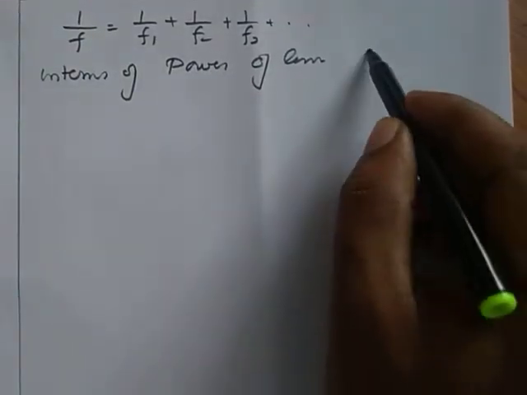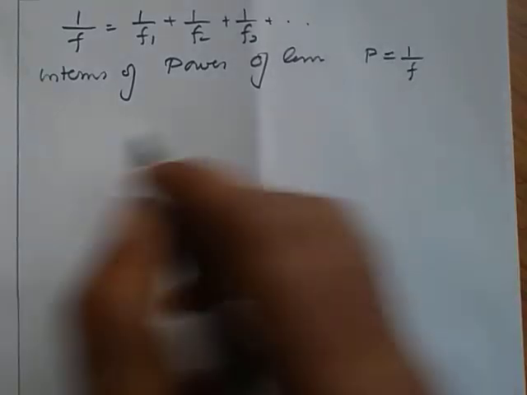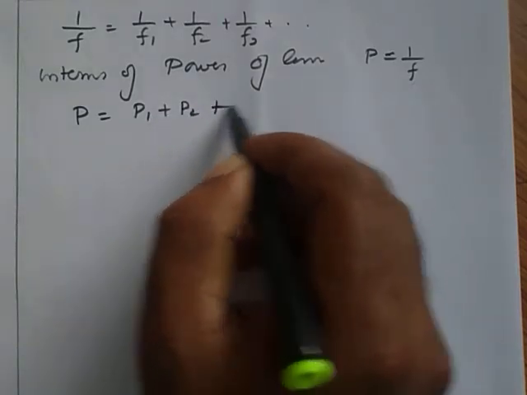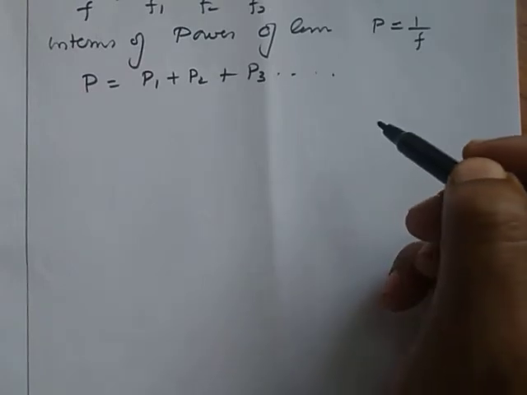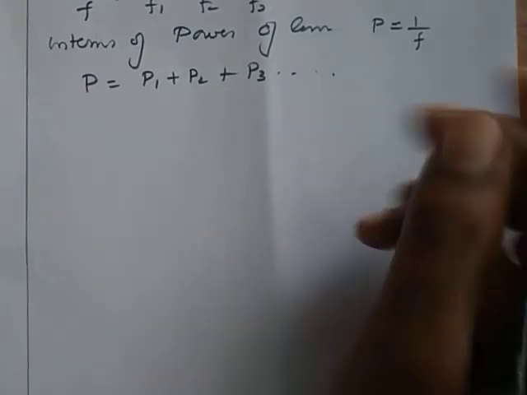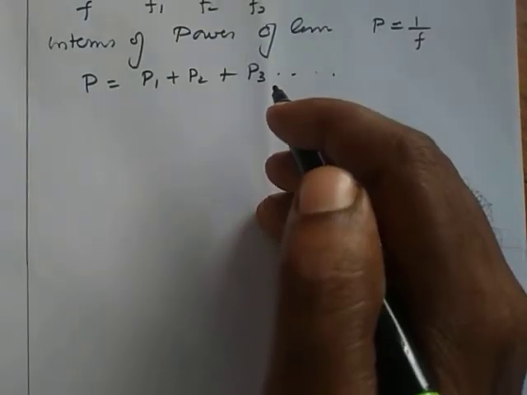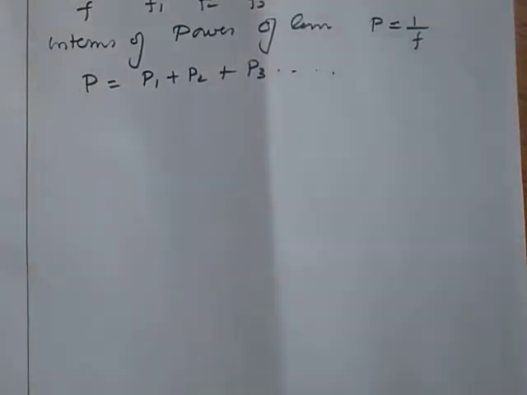We know power of lens is the reciprocal of focal length, that is, inversely proportional to focal length. We can write P equals P1 plus P2 plus P3, like that. Here the combination of lenses can increase the sharpness of the image. If we are connecting n lenses, then the image will be very sharp.